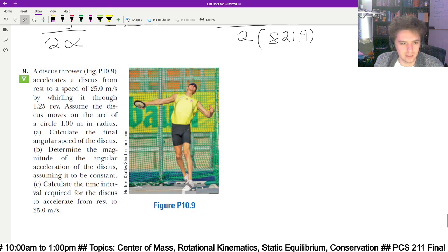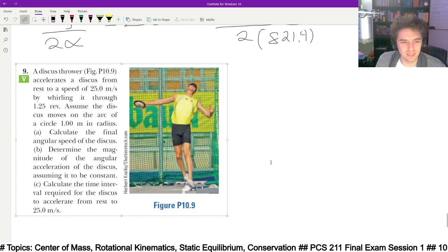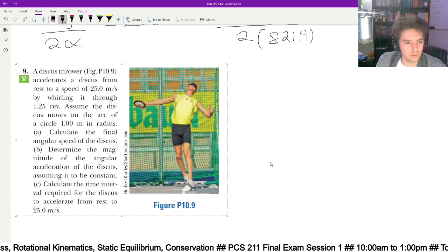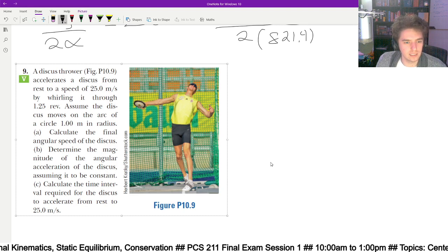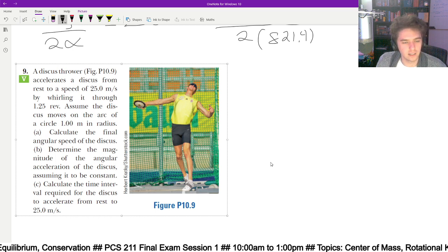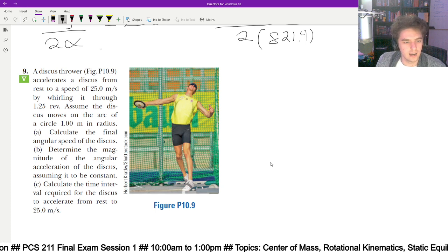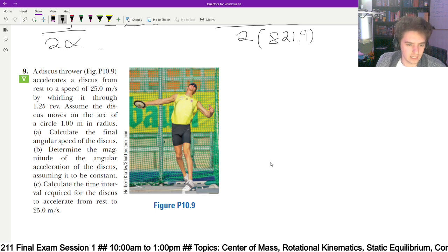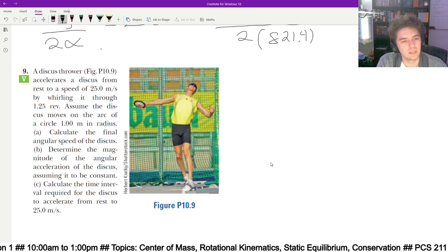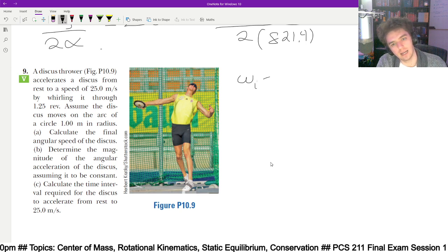A discus thrower accelerates a discus from rest to a speed of 25 meters per second by whirling it through 1.25 revolutions. Assume the discus moves on an arc of a circle 1 meter in radius. Calculate the final angular speed of the discus. Determine the magnitude of the angular acceleration of the discus. Assume it to be constant. Calculate the time interval required for the discus to accelerate from rest to that. So of course, omega i equals 0.